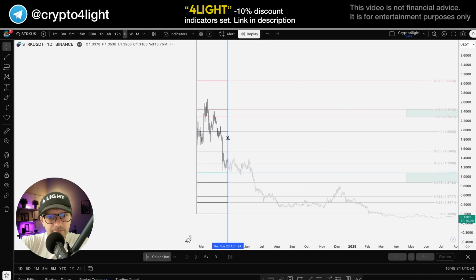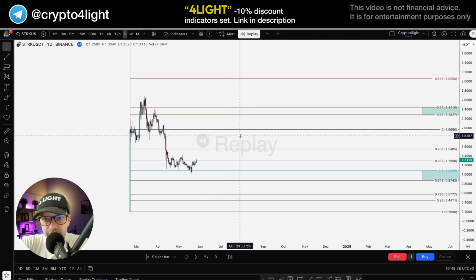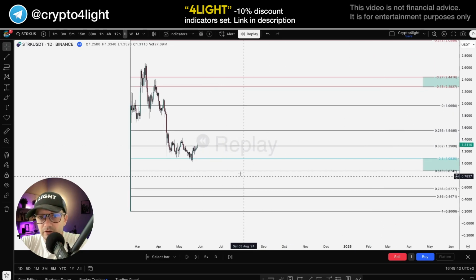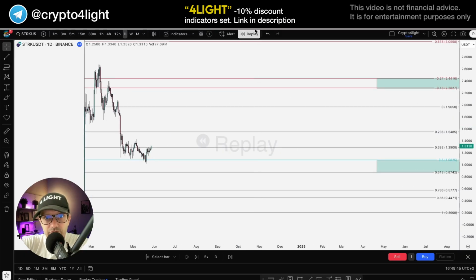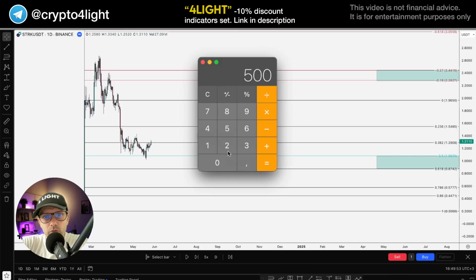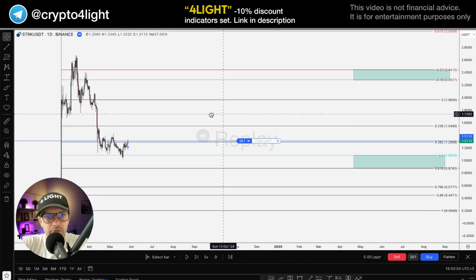Let's select the bar. Let's say we are here, buying here. So 5K, 500 per order, for example, if the token invalidated the idea. Let's say we can get out at break even. So it's going to be a good example. $1.31, we can buy 381 tokens. We're buying, all right.